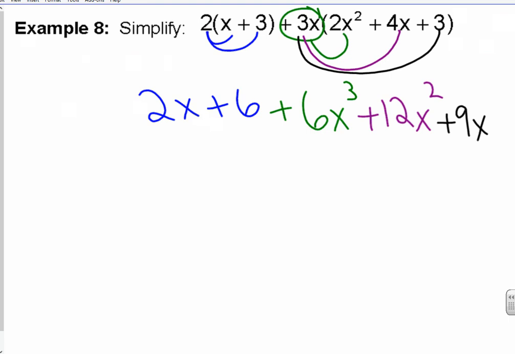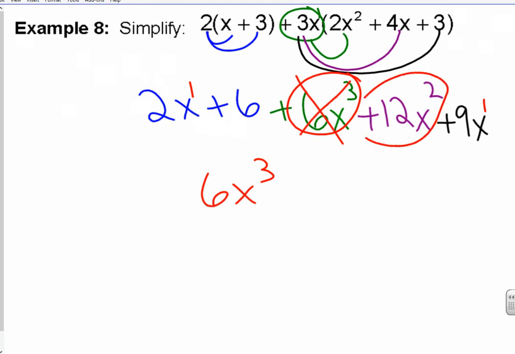Now I'm looking for my highest exponent. I have a 1, a 0, a 3, a 2, and a 1. 3 is my highest, so it goes first. There is no like terms, so it goes straight to the answer. And of course, cross it off so you know it's gone.